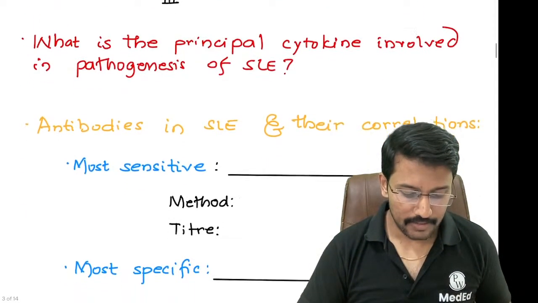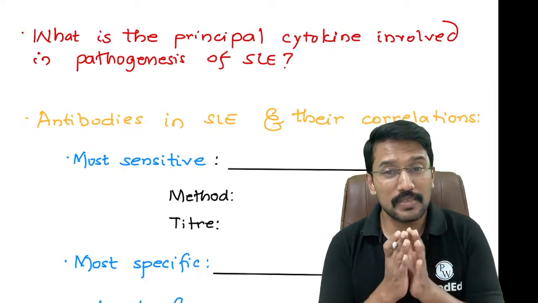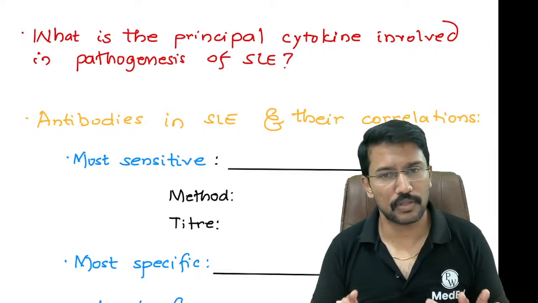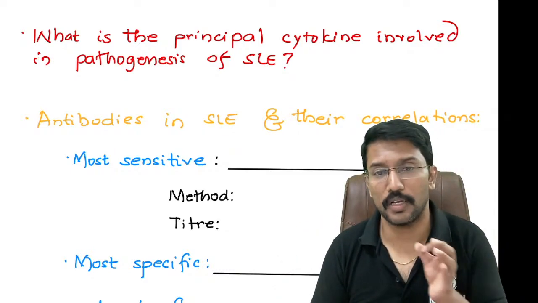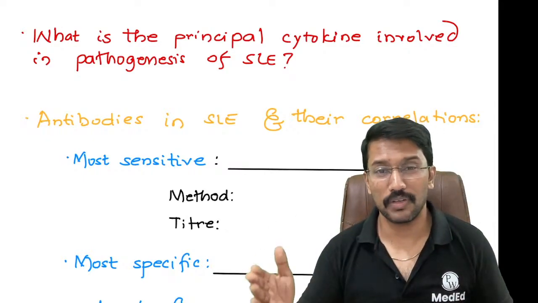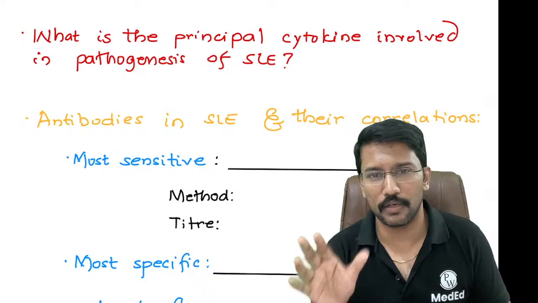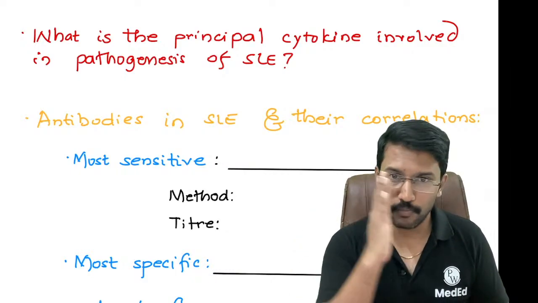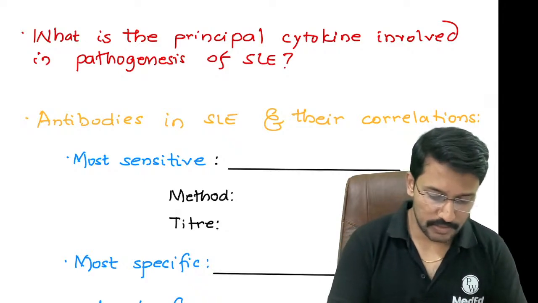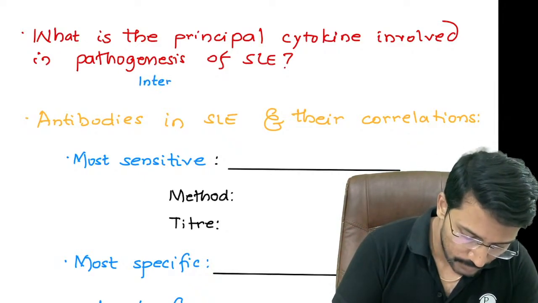Okay. And then another important MCQ from SLE that they will ask you is, what is the principal cytokine involved in the pathogenesis? Not just SLE, for all rheumatological disorders, you should know the principal cytokine involved in their pathogenesis. Why should we know? Because when we go to the management of the disorders, we will probably target these cytokines which are involved in causing the tissue damage, right? So if I block the cytokine, tissue damage will be blocked. So the principal cytokine involved in the pathogenesis of SLE is interferon 1.